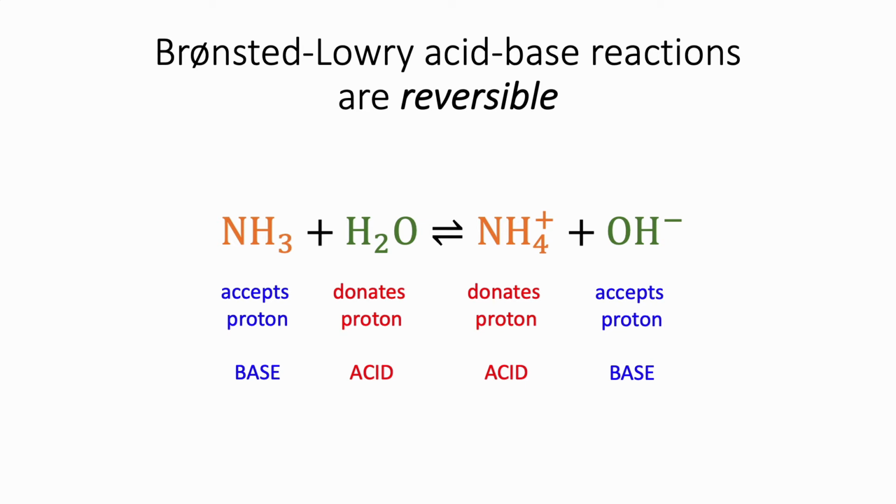So usually we distinguish between these two by saying that whatever is the base in the forward reaction is the base. Whatever is the acid in the forward reaction is the acid. And then the acid and base in the reverse reaction we call the conjugate base and the conjugate acid. So the acid in the forward reaction turns into the conjugate base in the products. The base in the forward reaction turns into the conjugate acid. And then you can think about how that would flip going the other direction.